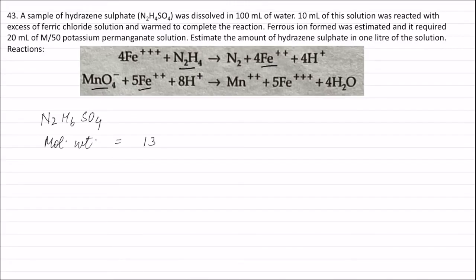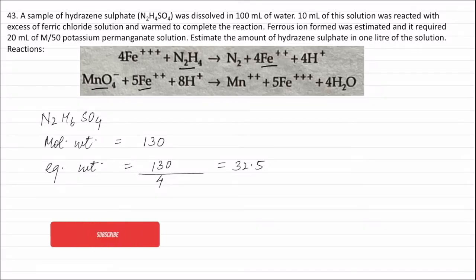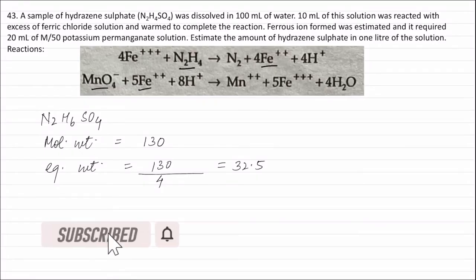Molecular weight of hydrazine sulfate is equal to 130. Equivalent weight of hydrazine sulfate is equal to 130, that is molecular weight, divided by 4. 4 is the valency factor and this is equal to 32.5. As can be seen from the chemical reaction, the oxidation number of nitrogen atom changes by 2. Therefore, the total change in oxidation number of 2 nitrogen atoms will be 4. Therefore, valency factor is 4. And equivalent weight of hydrazine sulfate is 130 divided by 4, that is equal to 32.5.